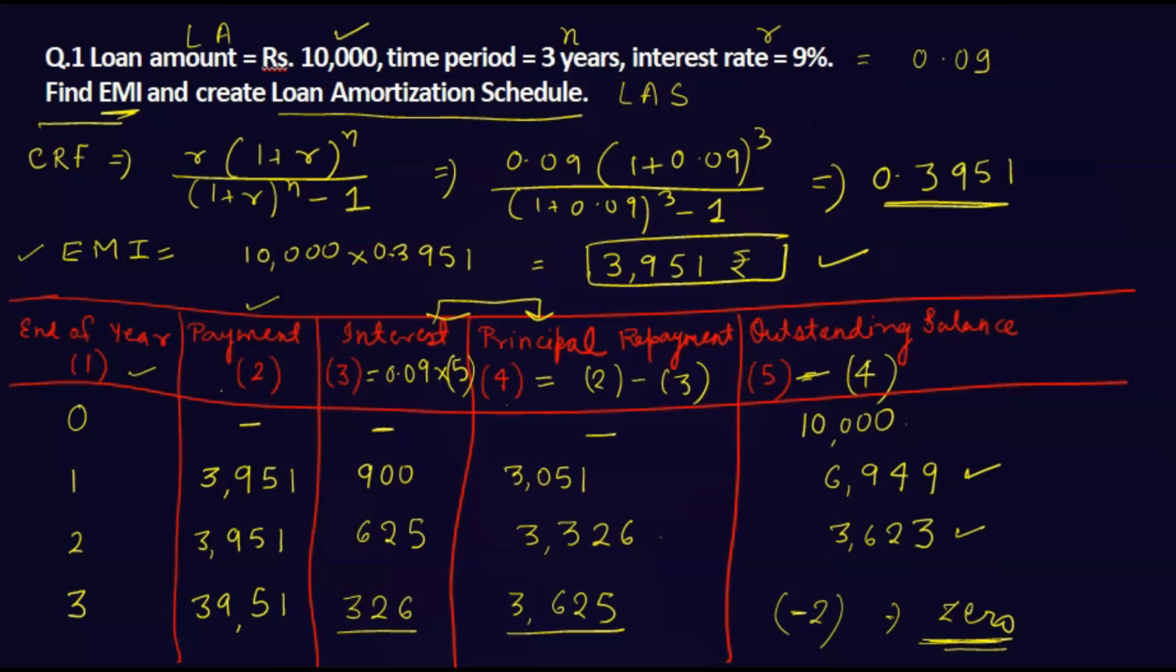So at the end of first year 900 and 3,051 is the interest and principal breakdown. At the end of second year also, third year also, we got different interest and principal repayment breakdowns. That can be different, but installments will be same. And in the beginning the outstanding balance was 10,000, so we need to subtract the fourth column from this outstanding balance at the end of each year. So 10,000 minus 3,051, then 6,949 minus 3,326, then 3,623 minus 3,625. Simply in the last we'll get 0.